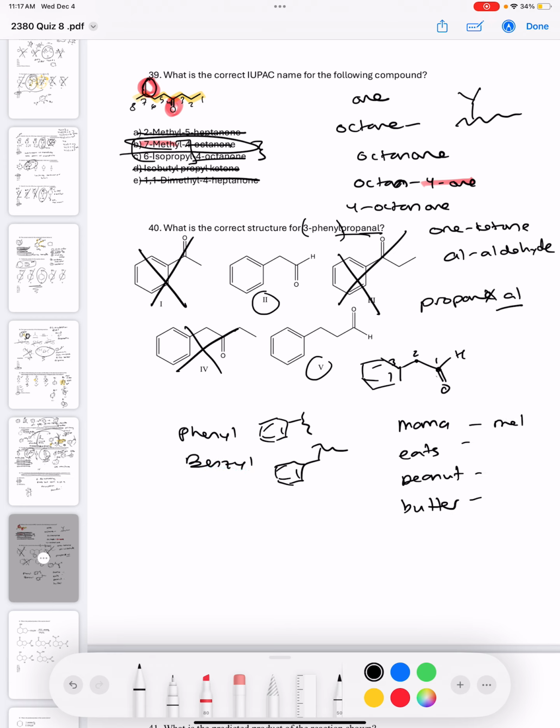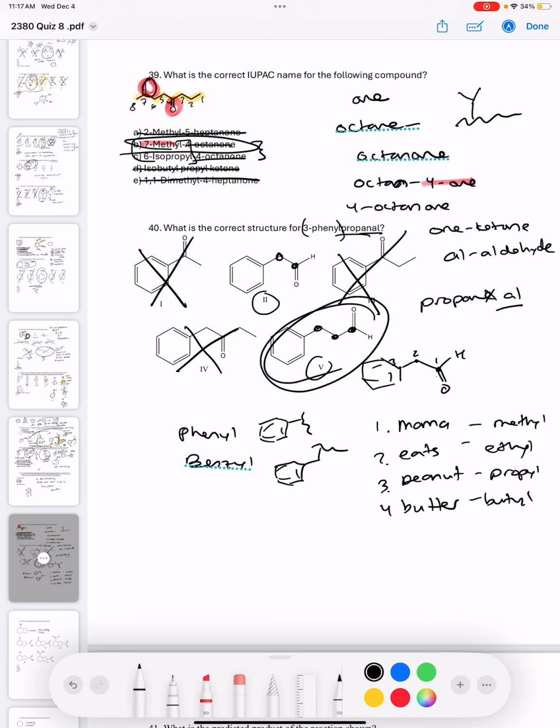M is for methyl, so that's 1 carbon. E is for ethyl, so that's 2 carbons. P is for propyl, so that's 3 carbons. And B is for butyl, so that's 4 carbons. So if you just know that propyl is 3 carbons, between these two, this has 2 carbons, and this has 1, 2, 3 carbons. So the one with 3 carbons is the right one, so that's answer choice E.